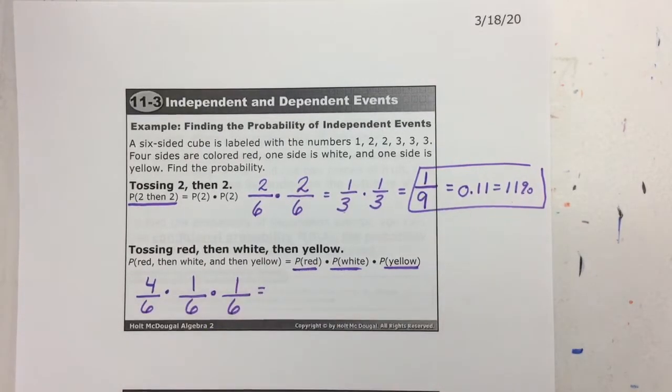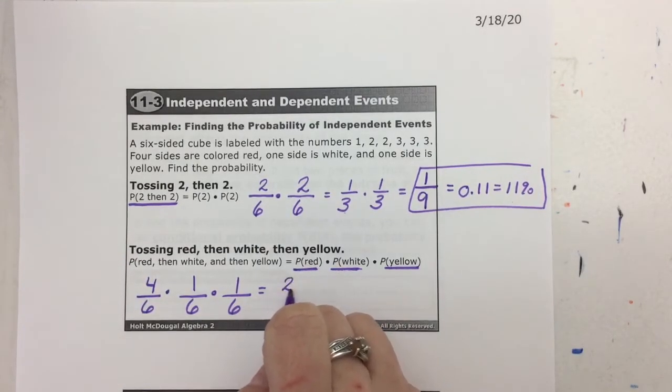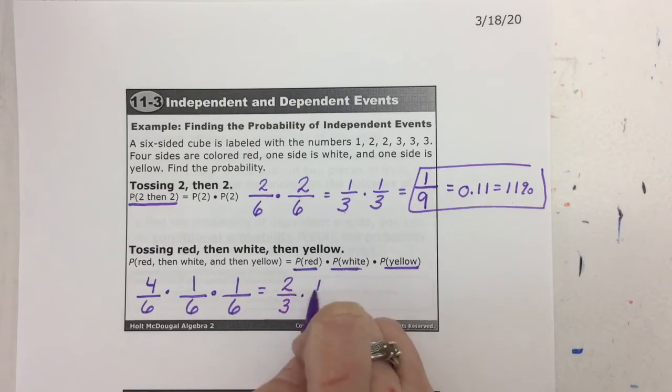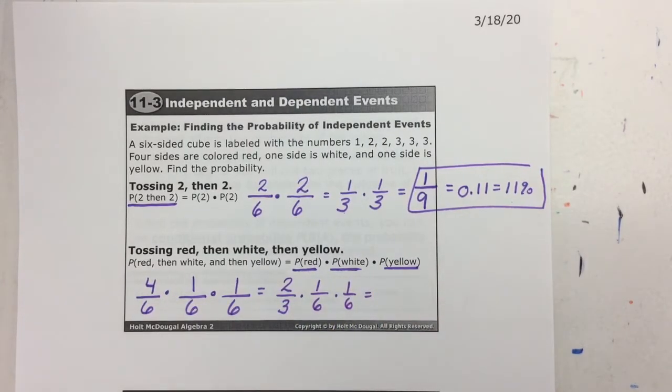1 side is yellow. Now here you could just multiply top times top times top, bottom times bottom times bottom, and go ahead that way and then reduce at the end. I like to reduce before I multiply them. So here I notice, okay, I can reduce that down to 2/3 times 1/6 times 1/6. Again, if you want to just wait and reduce at the end, totally fine, okay?